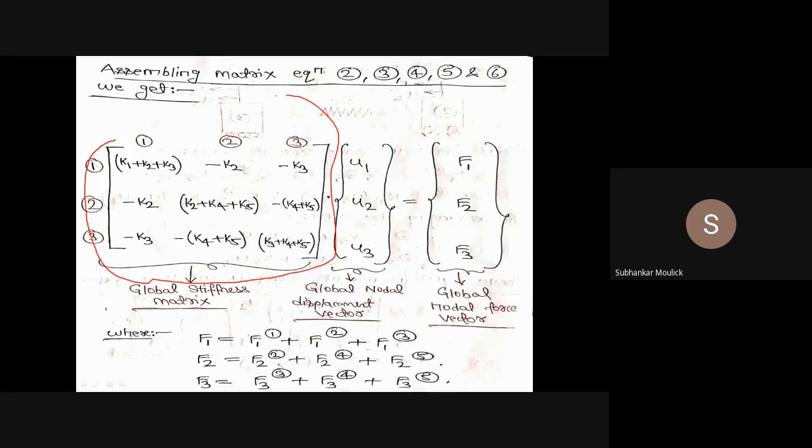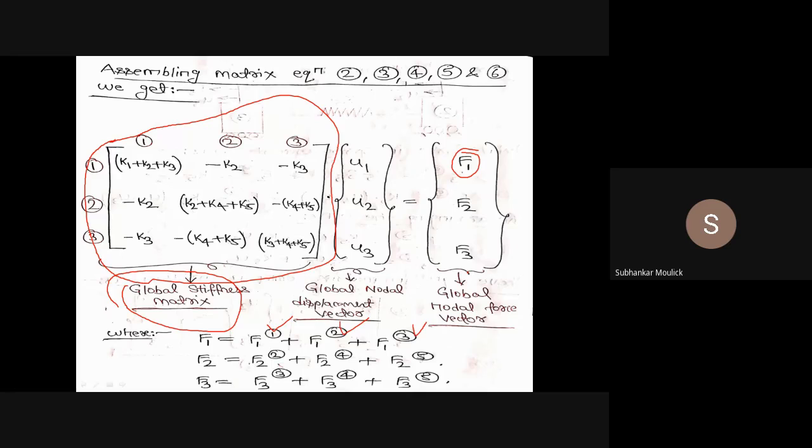This particular matrix is known as your global stiffness matrix. This global stiffness matrix is multiplied by the nodal displacement vector. Since three nodes are present and all the three nodes are displaced, the nodal displacement vector will be u1, u2, u3, which is equal to the nodal force vector, that is, along the first node force acting is F1, along the second node force acting is F2, and along the third node force acting is F3. And in this expression, what is F1? F1 is a part of the first element, it is a part of the second element, it is a part of the third element. All these three, if you combine, you will get this F1.